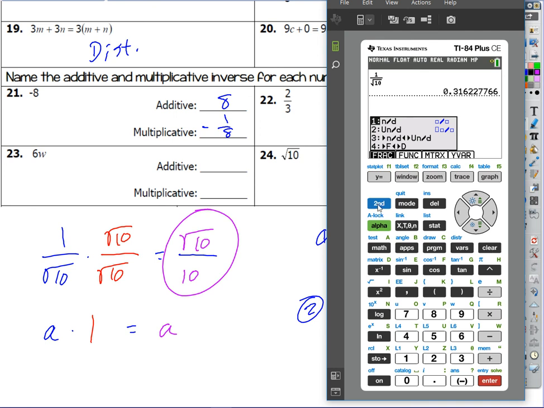So the square root of 10 divided by 10, what am I going to get? Better get the same decimal, and I do, right? So we just changed the form. Okay? Questions?